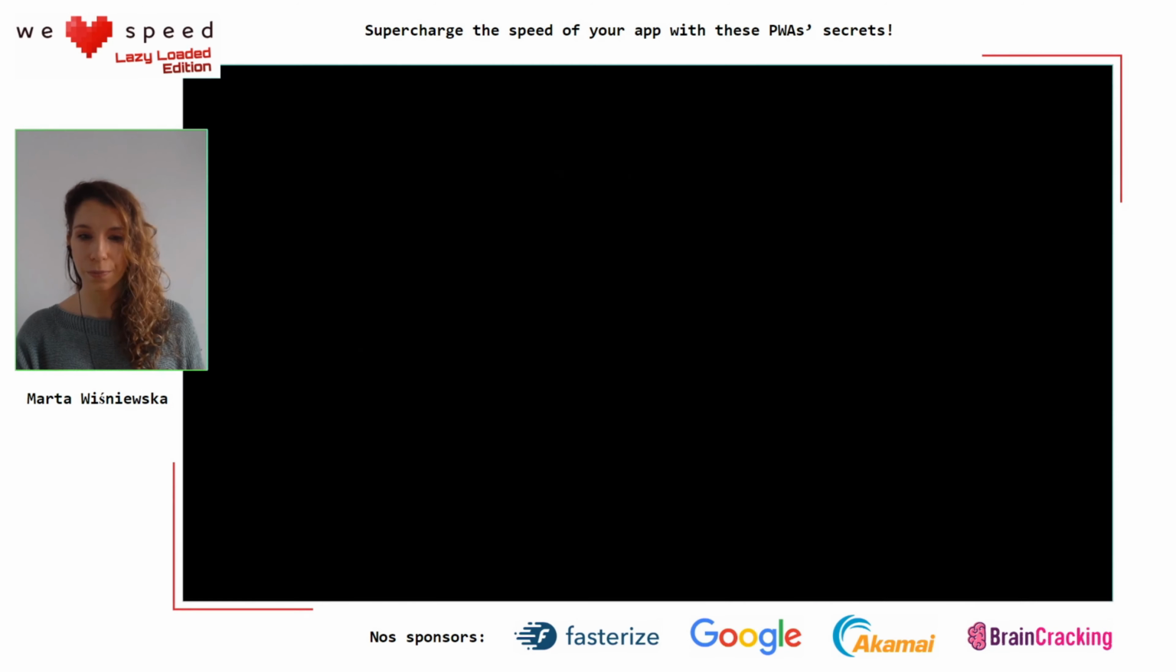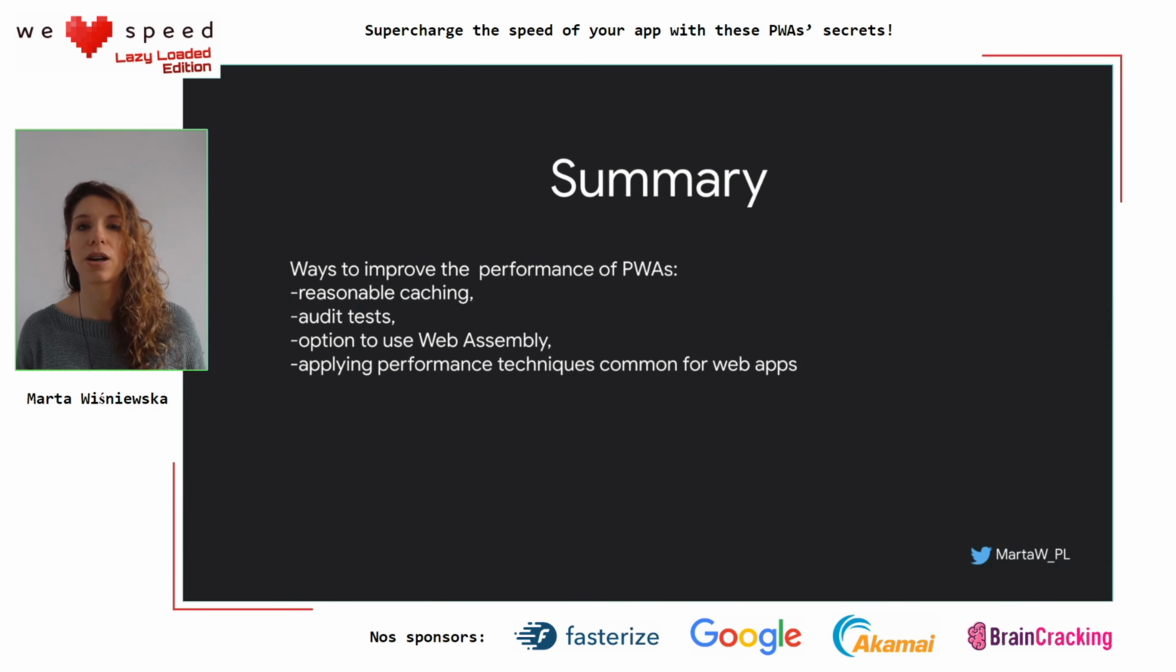So let's sum up. Today I told you about ways to improve web performance for progressive web apps. I told you that caching is the main source of making your app faster, but it should be reasonable. Please remember to run audit tests before caching. Another tip: consider applying WebAssembly for cases where JavaScript is not good enough. And the most important: the same performance techniques common for web apps are great for progressive web apps, because a fast web app means a fast progressive web app.